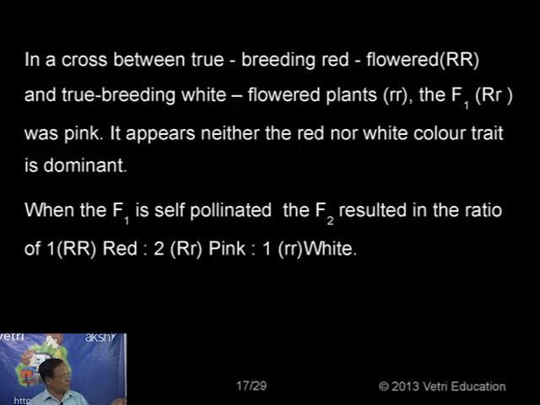But when the F1 is self-fertilized or self-pollinated, we receive the F2 in the ratio of red, pink and white. This is both the genotypic ratio as well as the phenotypic ratio. Inside the brackets are the genotypes, and then you have the phenotypes of red, pink and white. So both the phenotypic and genotypic ratios would be similar. In complete dominance, we have the phenotypic ratio 3:1 and the genotypic ratio 1:2:1, but in incomplete dominance, both would be the same. Let's see the illustration.